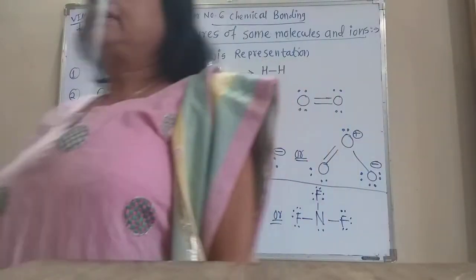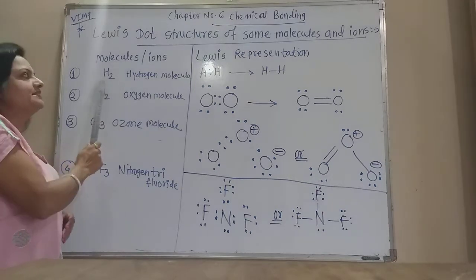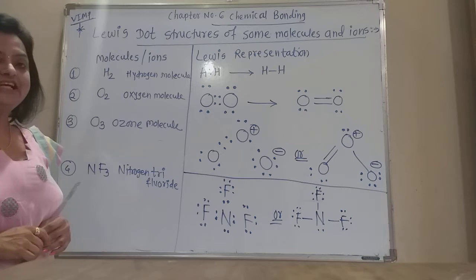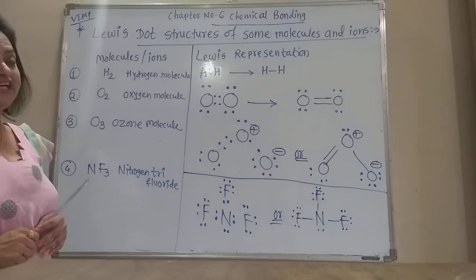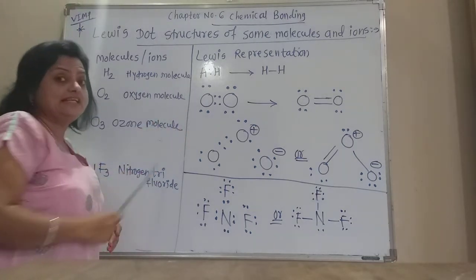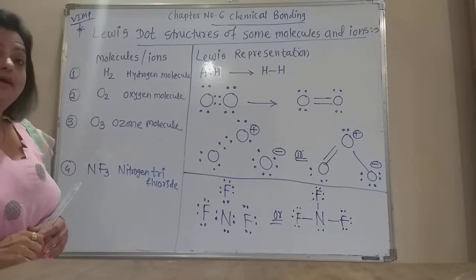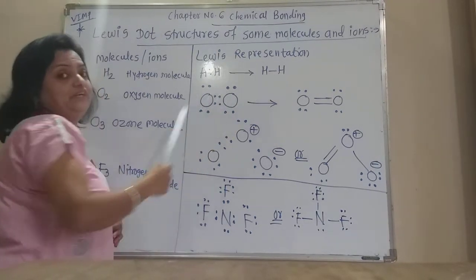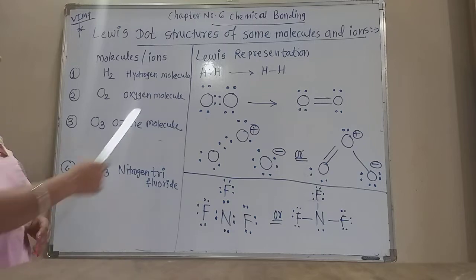Now let us see some Lewis dot structures for some molecules and ions. The first molecule is the hydrogen molecule. You know that a hydrogen atom has only one valence electron. So there are two hydrogen atoms, both with one valence electron. If they share their valence electron, then both complete their duplet like that of the inert gas helium. So they share one electron and form a single bond between the hydrogen atoms. This is the Lewis dot structure of the hydrogen molecule, this or this.